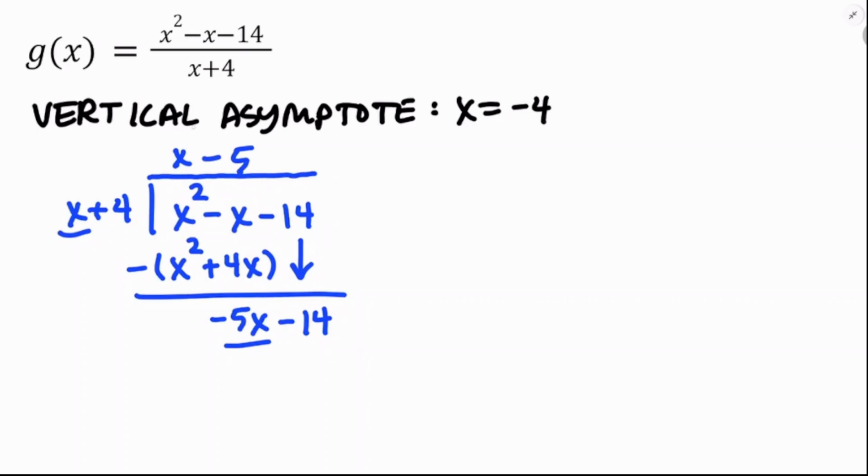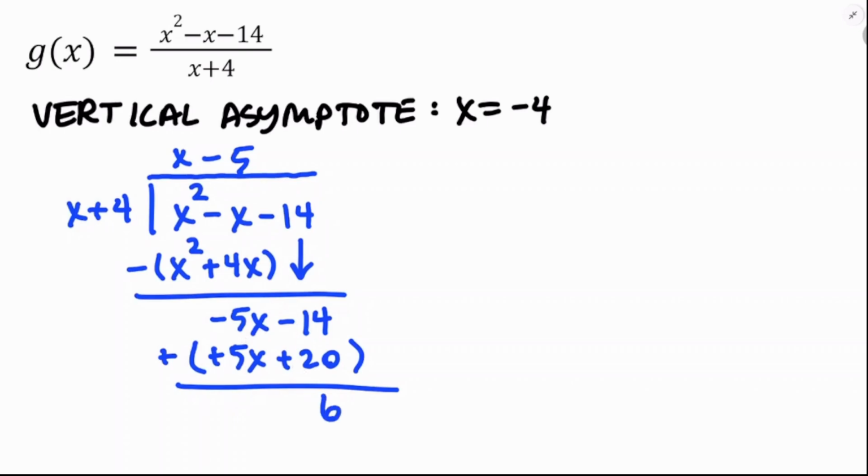And then I multiply the negative 5 down by the x plus 4. We'll copy that in. Negative 5 times x plus 4 would be negative 5x minus 20. Now, if I'm going to subtract that, that's going to be like adding the negatives. So I'm just going to add down. Negative 5 plus positive 5 is going to be 0, and negative 14 plus 20 is 6. Okay, now that I've gone this far, the 6 is going to be my remainder. So it's going to be x minus 5 plus 6 over x plus 4.